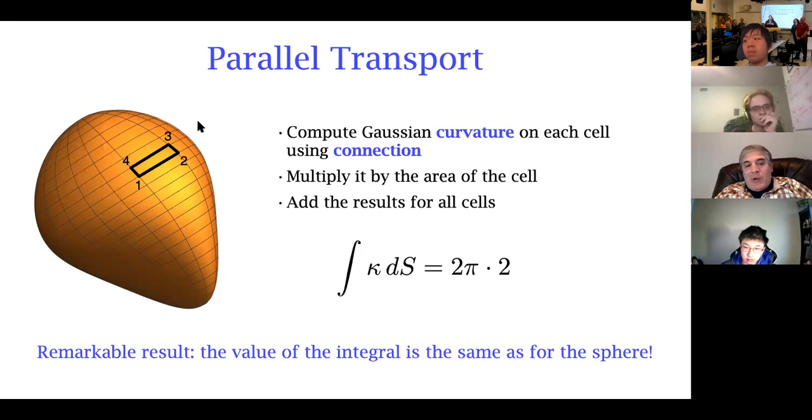Okay, so why is it 4 pi, and what should I do to change this 4 pi? Can I take another surface so that it's not 4 pi? And it turns out that the answer to this question is related to the idea of topology. So let me say a few words about topology.